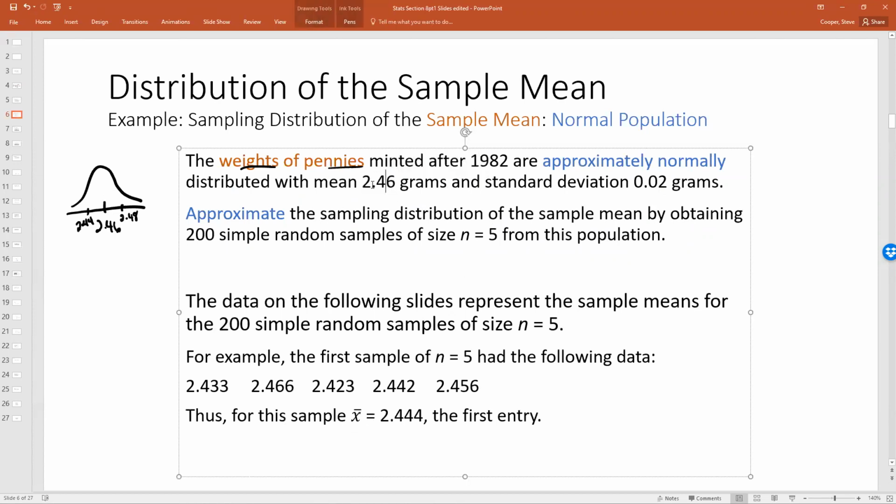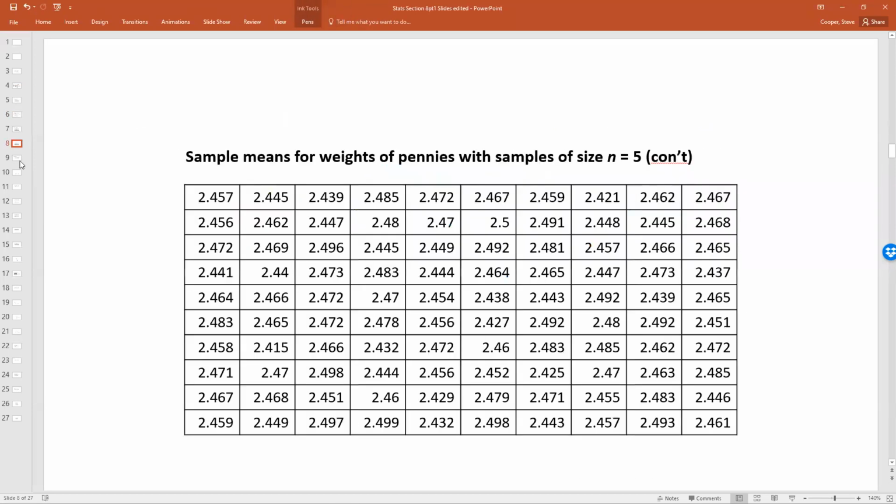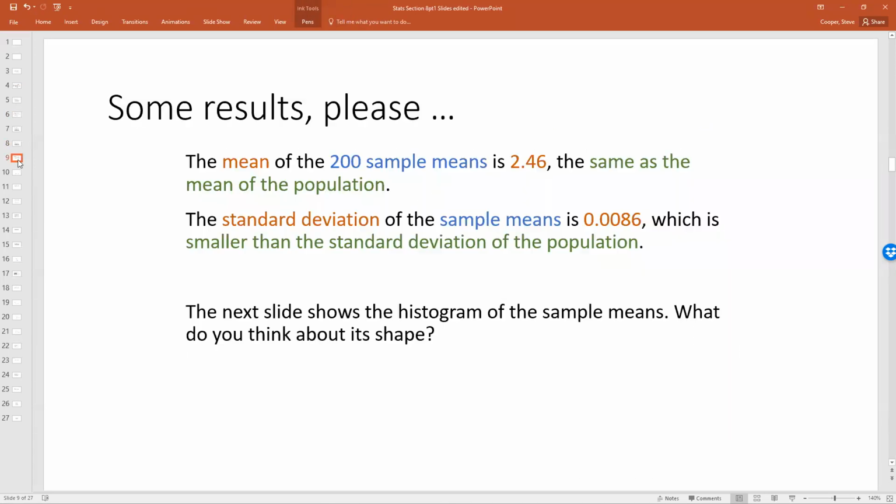So that's what I was saying up front: when we get a new distribution of sample means, we're going to carry over the mean from the underlying population, but we're going to shrink the standard deviation by the nature of having more data included in each single value. Okay, so now let's take a look at a histogram of the sample means.